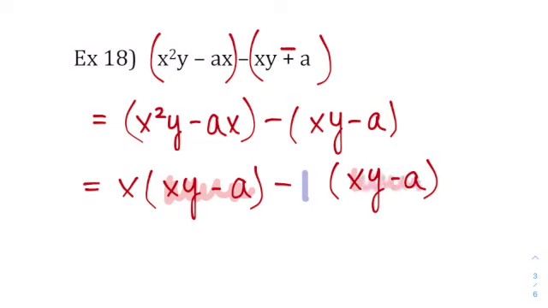That 1 has to be there as a placeholder. If you don't put it there, you're going to have something screwed up because you don't get your parenthesis. So your answer is going to be xy minus a times x minus 1. That will be your answer.